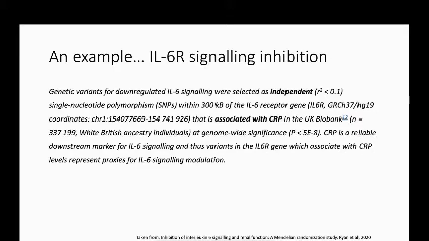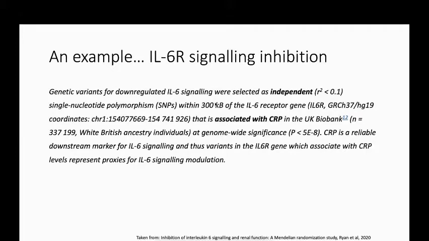The reason for choosing CRP as the downstream marker is that this is a reliable marker for IL-6 signaling, and thus variants within the IL-6 gene that associate with CRP would represent proxies for IL-6 signaling modulation. So in summary, we're selecting variants within the IL-6 gene or around it that are associated with downstream markers of IL-6 signaling. Because we know that these are independent and significant associations, we can say that those variants would represent proxies for IL-6 signaling inhibition.